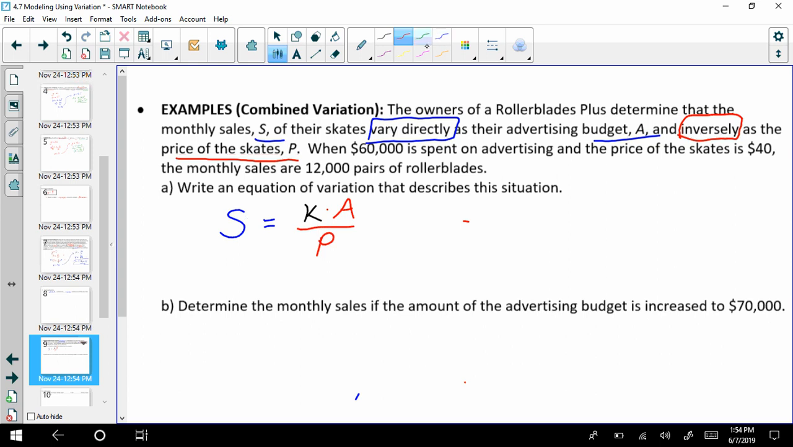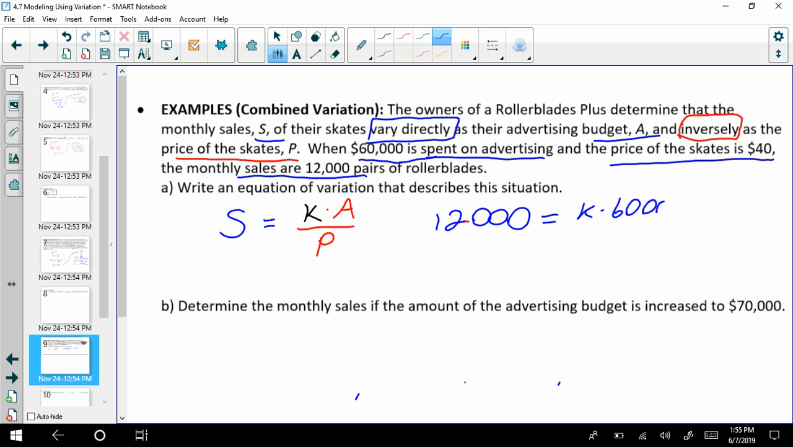Now let's see if they've given me information to find K. When $60,000 is spent on advertising and the price is $40,000, the monthly sales are $12,000. So let's substitute in. The monthly sales are $12,000, so that's S. Advertising was $60,000. And the price was $40,000.